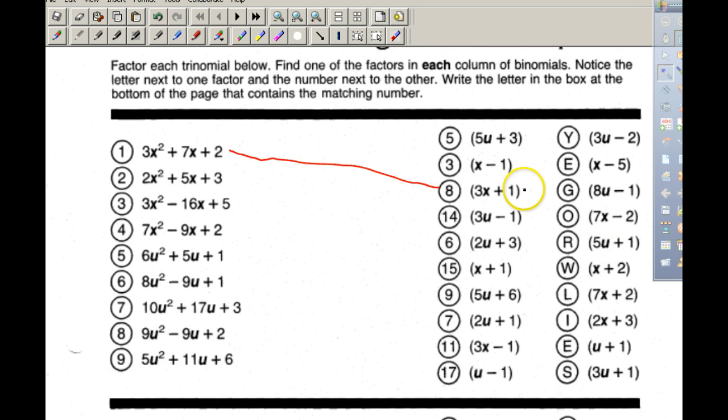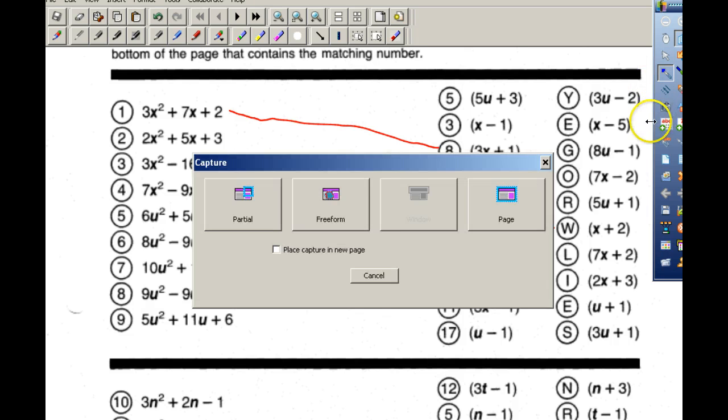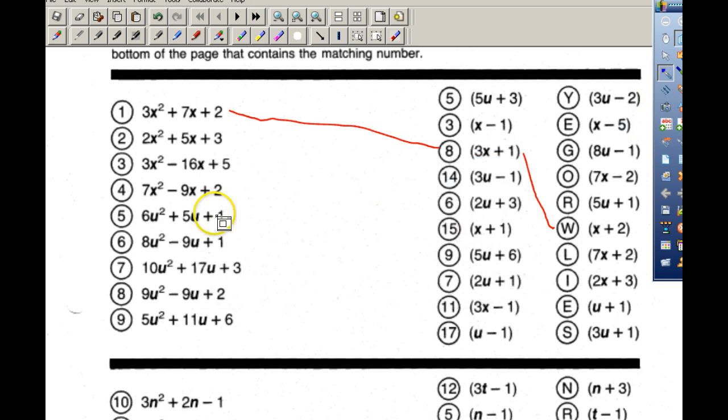And the other one is x plus 2. Okay, so that's going to be the first part. Go through that. You want to do a few more? What do you think? Try number 2. We'll do it.